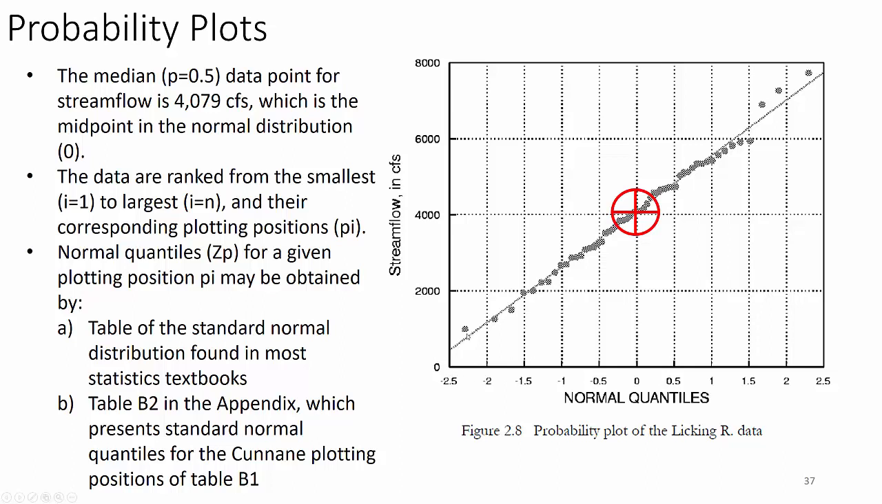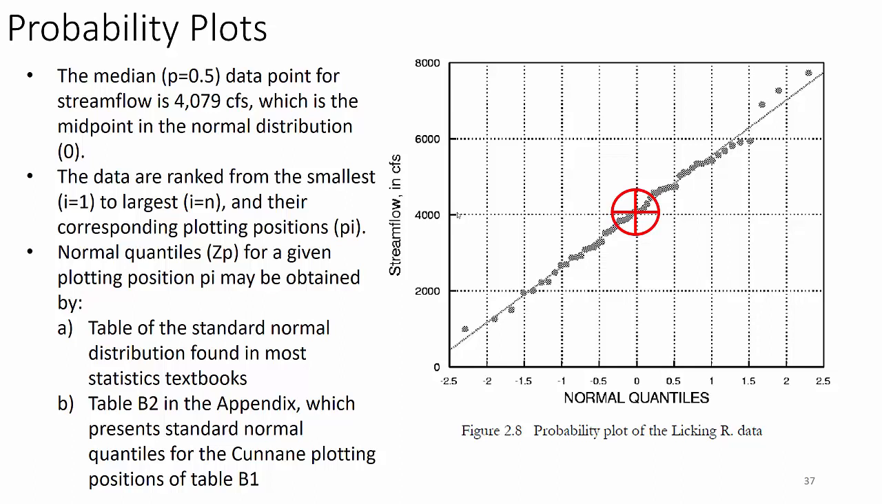So this is the same data presented with stream flow on the x-axis and normal quantiles on the y-axis. The median, the probability of 0.5 data, right here at 0, is clearly discernible for the stream flow. So the median stream flow for this data set is 4,079 cubic feet per second, which is the midpoint. The data are ranked from smallest to largest, corresponding with the positions pi, as we saw before.